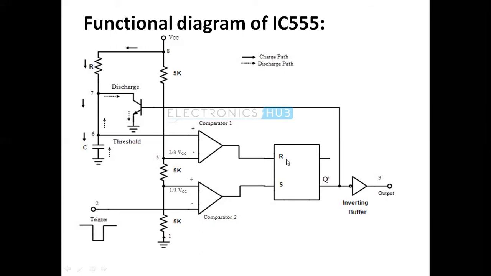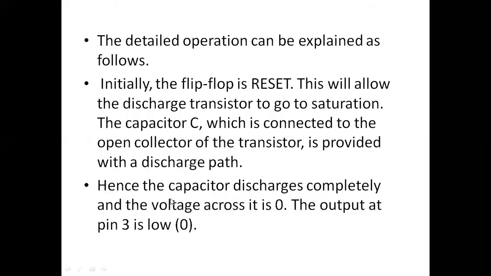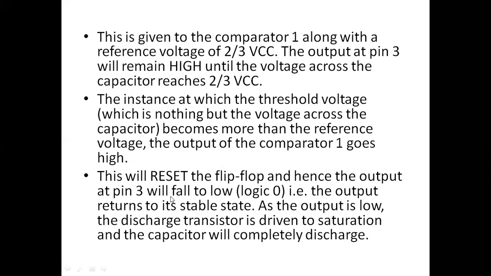If the flip-flop resets, then the output of the flip-flop will be 0. If it is 0, Q bar will be 1, and then the output will be 0. If Q bar is 1, it will also switch on the transistor, which is connected to the capacitor. The capacitor suddenly drops to the ground potential, that is 0. The capacitor voltage becomes 0 and the cycle continues. So this is the operation of the functional diagram of IC 555.